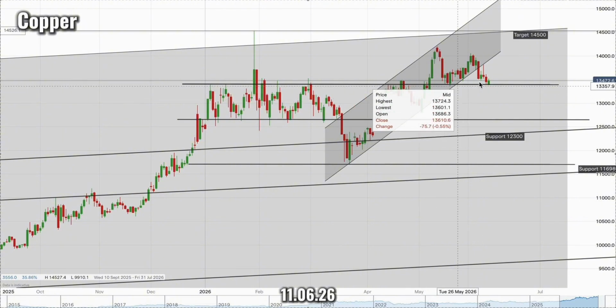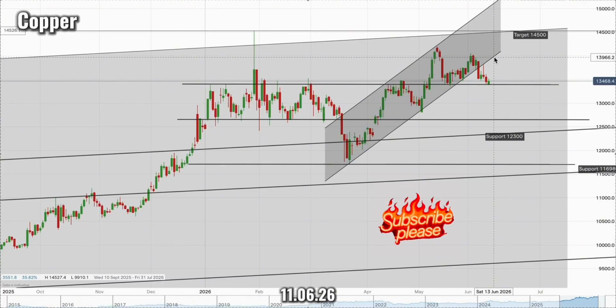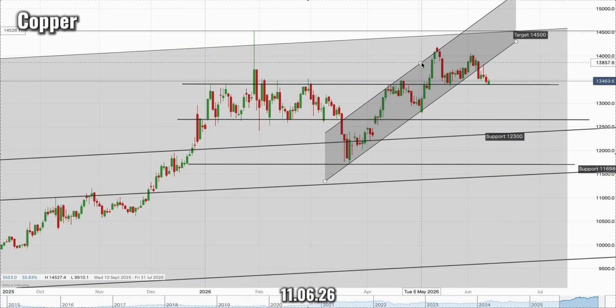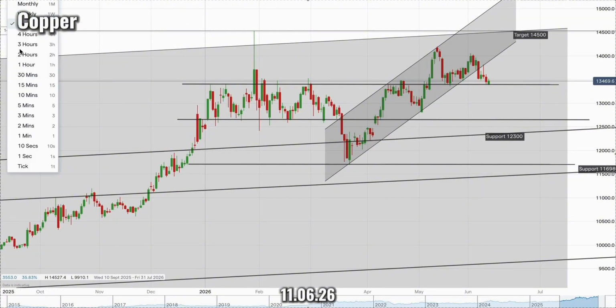Okay, so we are now sitting at support. You can see we've bounced off it, and potentially we could trade back up to that 140, and then we'll see how it behaves and what happens from there. So that's potentially where it could now be heading. So let's just adjust this parallel channel. Okay, all right, so let's go into the 1 hour.